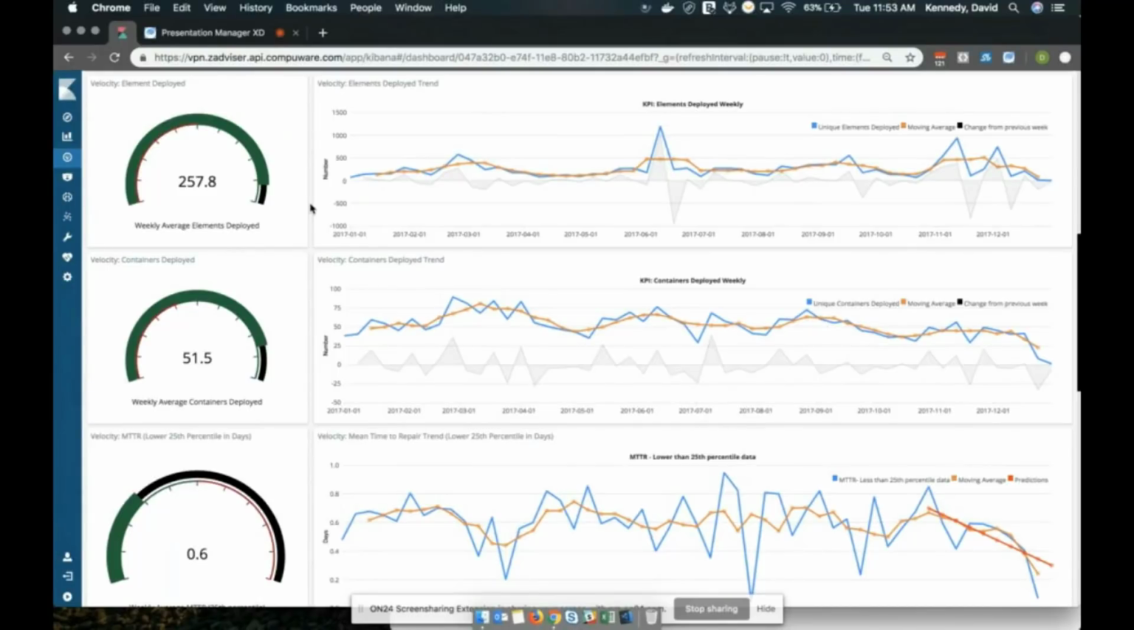So when I look at how many elements or containers are being deployed, I want to look for anomalies or things where we could be introducing more risk into the product portfolio, or where we do a lot of work at one time, that can introduce risk. We expect, as we look at that, to see an increase in the number of elements and containers deployed as we get close to our quarterly launch.